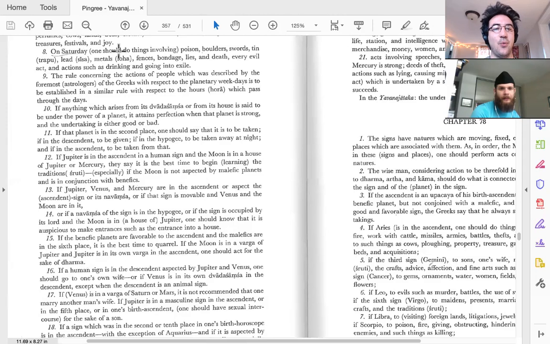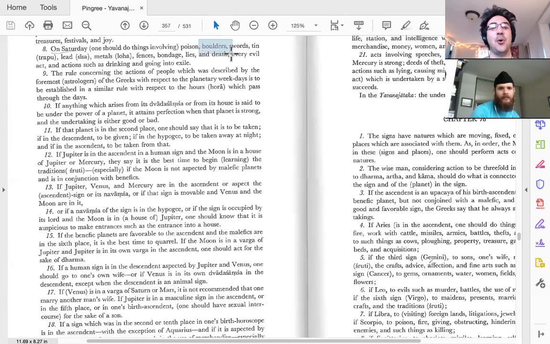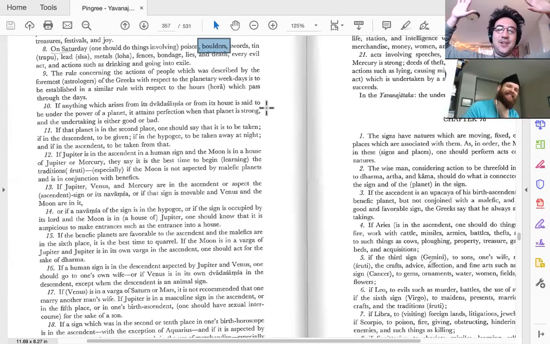On Saturday, one should do things involving poison and boulders. I love this. Things involving boulders. Like, hey guys, I'm going to do some boulder related stuff today. Don't worry about it. I'm not crushing anyone or killing anyone. Just boulder related stuff.